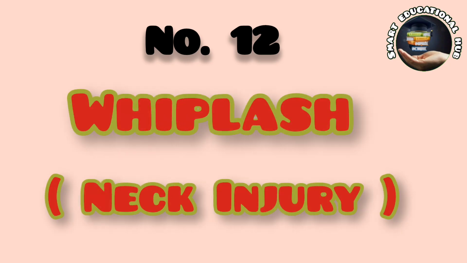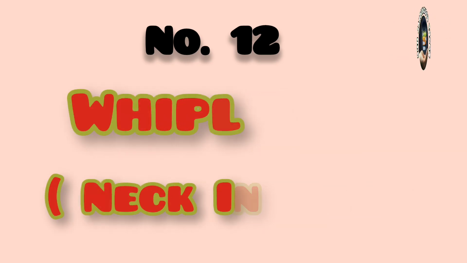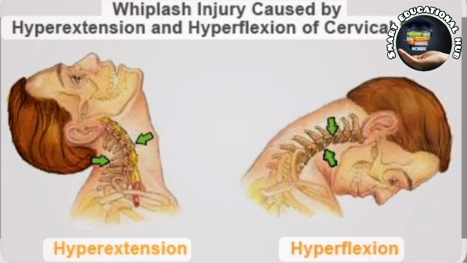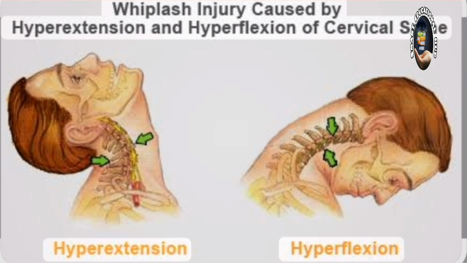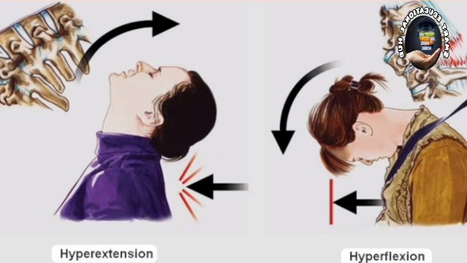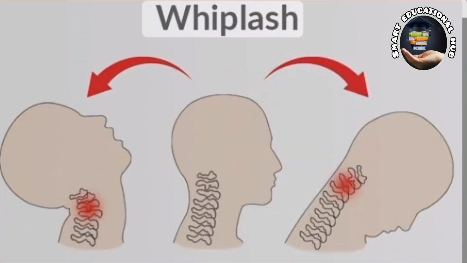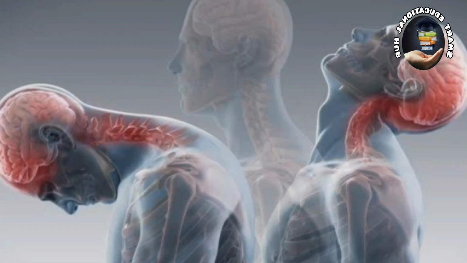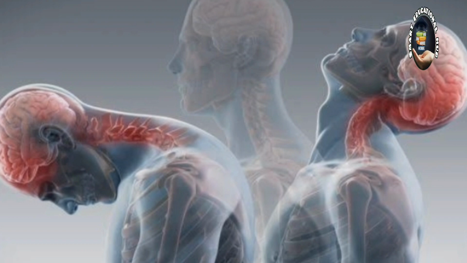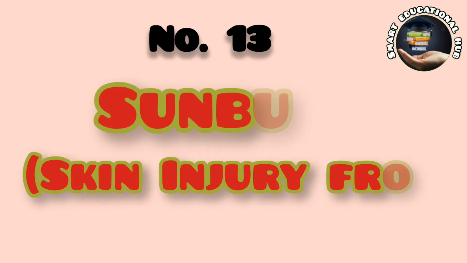Number 12, whiplash, neck injury. Whiplash is a neck injury that happens when the head is suddenly forced forward and then quickly backward, or the other way around. This fast movement can strain or damage the muscles, ligaments, and tissues in the neck. Whiplash is most common in car accidents, especially when someone is hit from behind, but it can also happen during sports or falls.